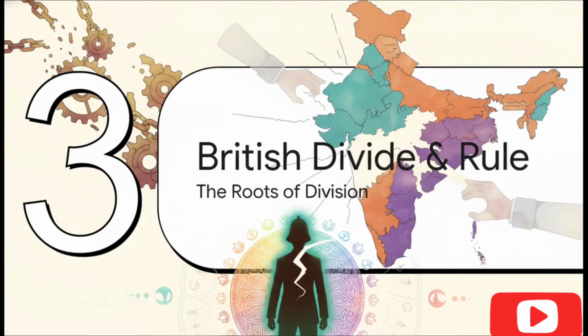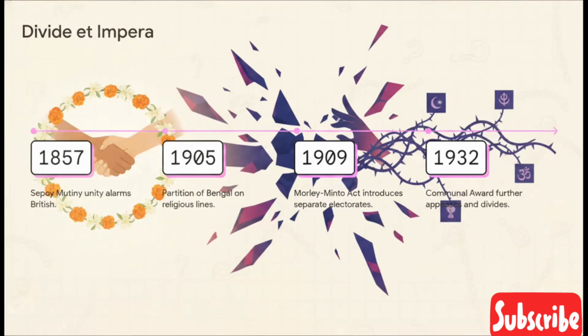Section 3. British divide and rule, the roots of division. To understand how communalism became so deeply entrenched in India, we have to look backwards at the historical genesis of this division. Under colonial rule, the British utilized a policy of divide et impera, divide and rule.